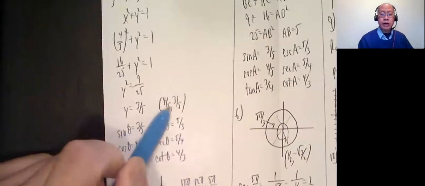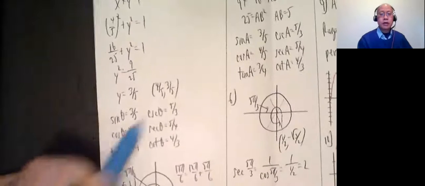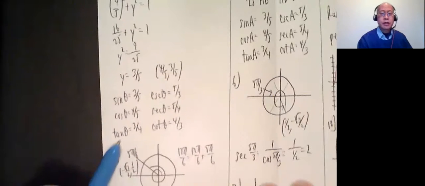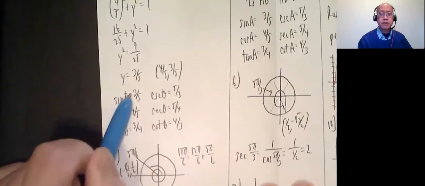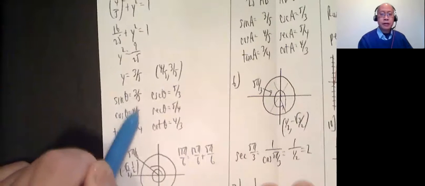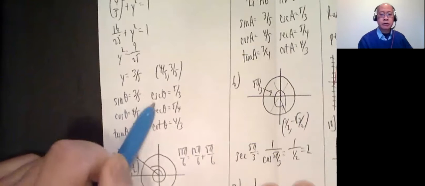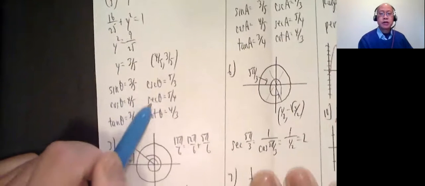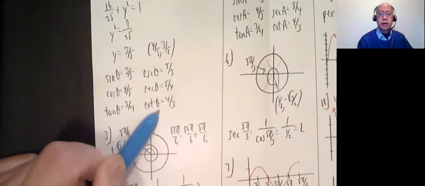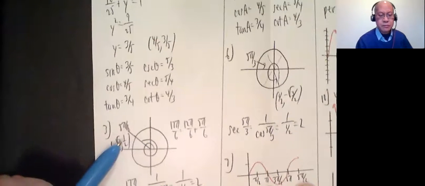So sine of theta is the y coordinate, 3/5. Cosine of theta is the x coordinate, 4/5. Tangent of theta is the ratio of these two: 3/5 divided by 4/5. Cancel out the 5s, 3/4. And reciprocate. So cosecant of theta is 5/3. Secant theta is 5/4. Cotangent theta is 4/3.